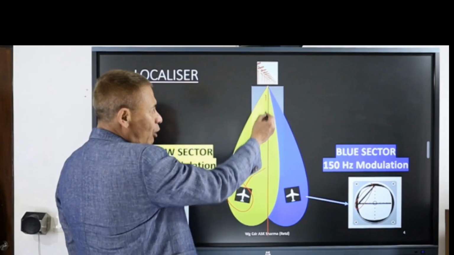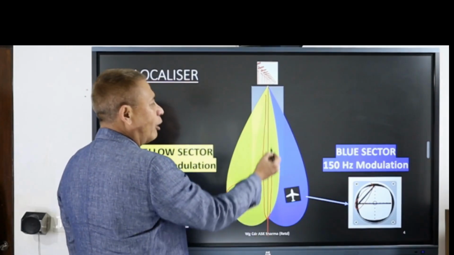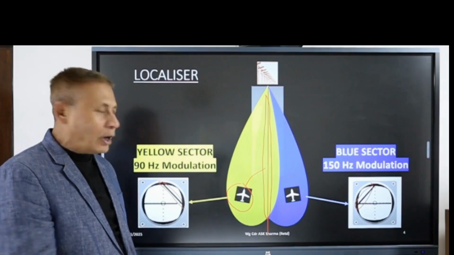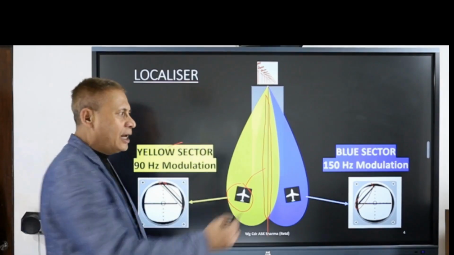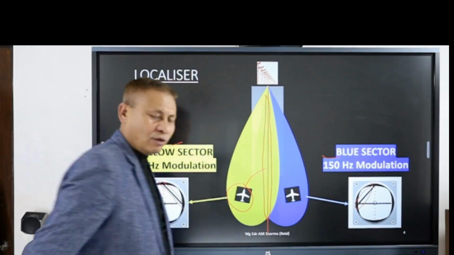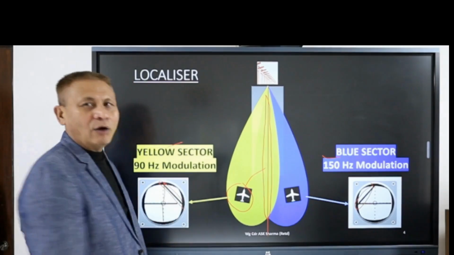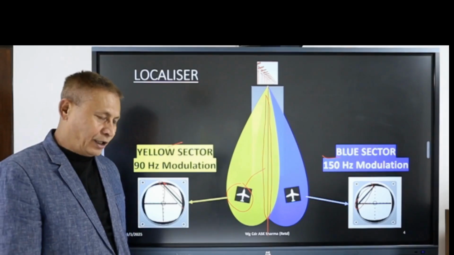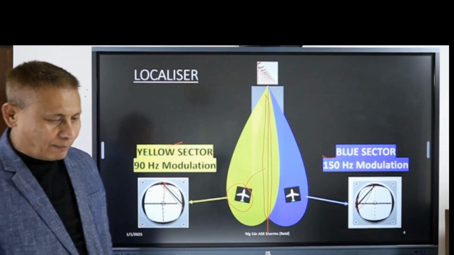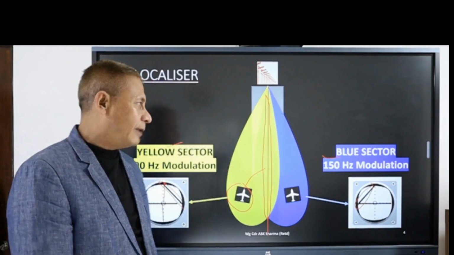Whenever the aircraft is onto the extended center line of the runway, he will receive an equal amount of the 90 Hz modulated signal and the 150 Hz modulated signal, and the needle here will indicate exactly at the center of the indication, thereby telling the pilot that you are onto the right flight path.